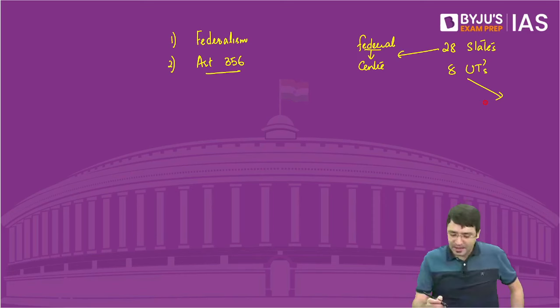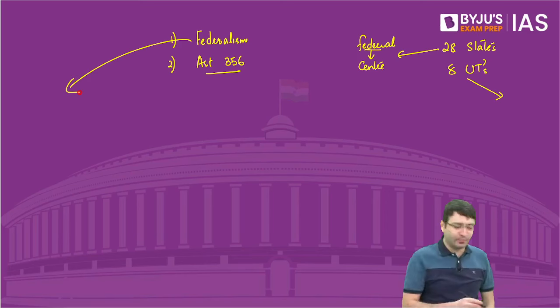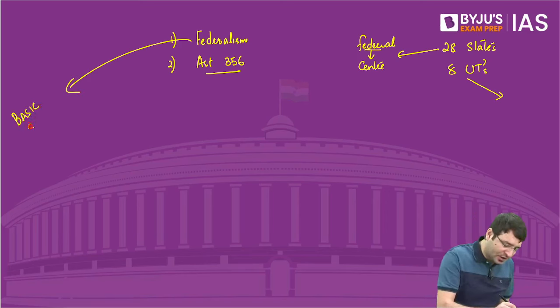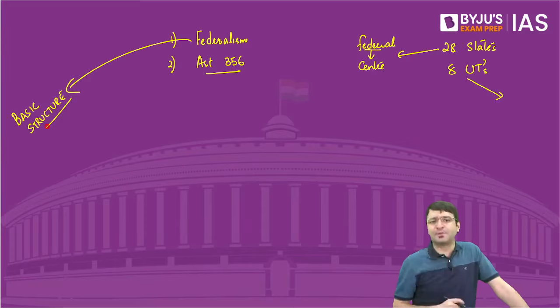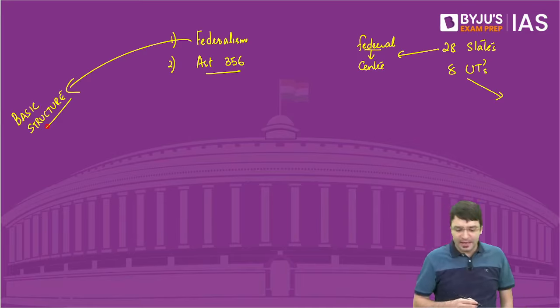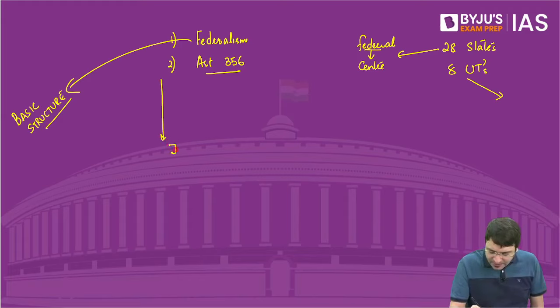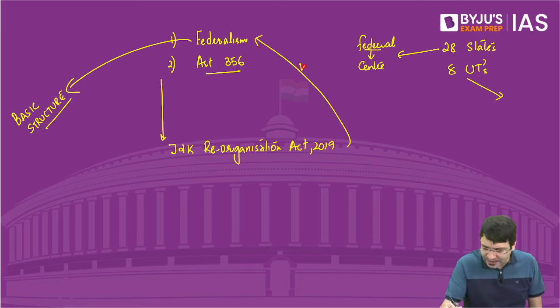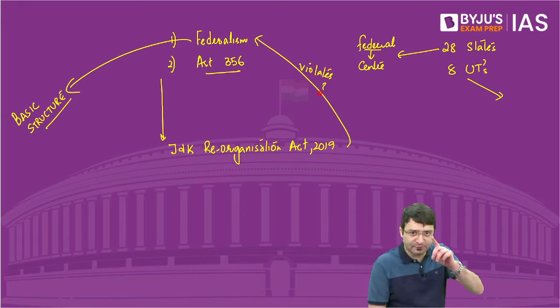Clear? But this federalism, Supreme Court has said, is part of the basic structure of the Constitution. No law passed by the Parliament can violate federalism. No act passed by the Parliament can violate federalism. Federalism is part of the basic structure of the Indian Constitution. And there are some critics who say this Jammu and Kashmir Reorganization Act of 2019 violates federalism. How? Listen to me carefully.